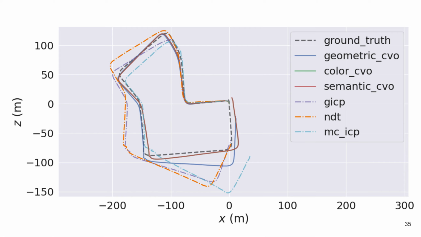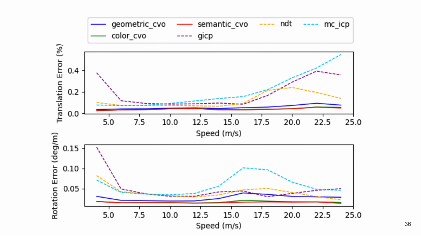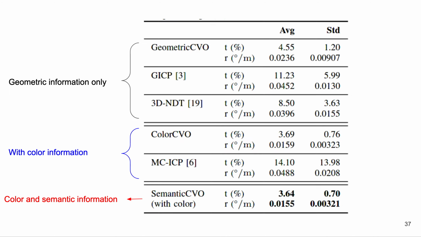This is another sequence with similar comparisons. Still, the black dashed curve is the ground truth. The solid curves are the proposed methods, and the dot-dashed curves are the baselines. This picture shows that the proposed methods have lower drift at both lower and higher speeds, while some baselines might have higher drift when the speed goes fast. So this is the quantitative result. When using both color and semantic information, the proposed method has the lowest translational and rotational drift.